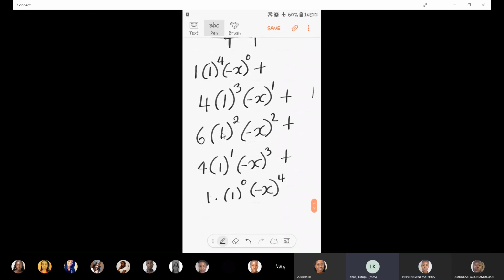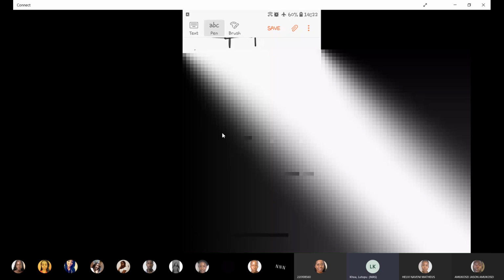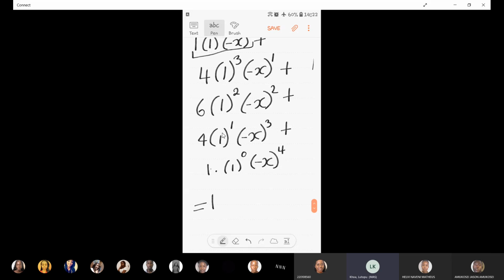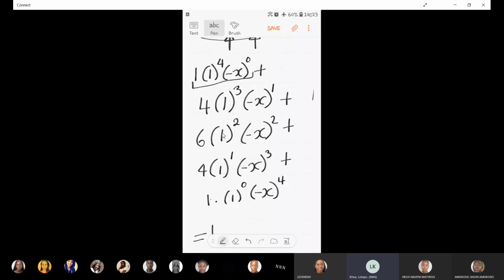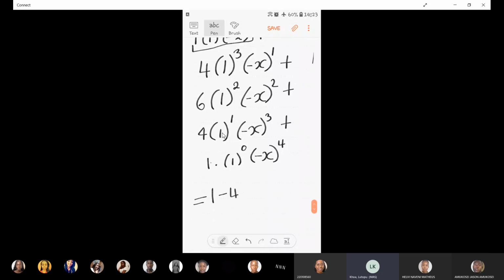All right. So now that I have this, what I do is I simplify this as far as possible. If I look at the first term, I just need to work it out. I have 1 times 1 to the power of 4 times minus x to the power of 0, which is equal to 1. So I have 1 times 1 times 1. This gives me 1. And then I have 4 times 1 times minus x to the power of 1. This will give me minus 4x.